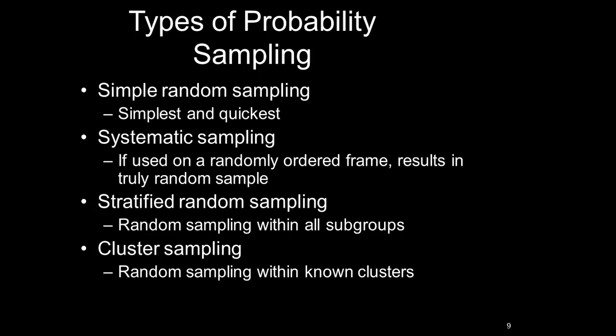And each subset of individuals, sometimes referred to as K in research, has the same probability of being chosen for the sample as any other subset of K individuals. All right, so that's simple random sampling. The next type is systematic sampling.